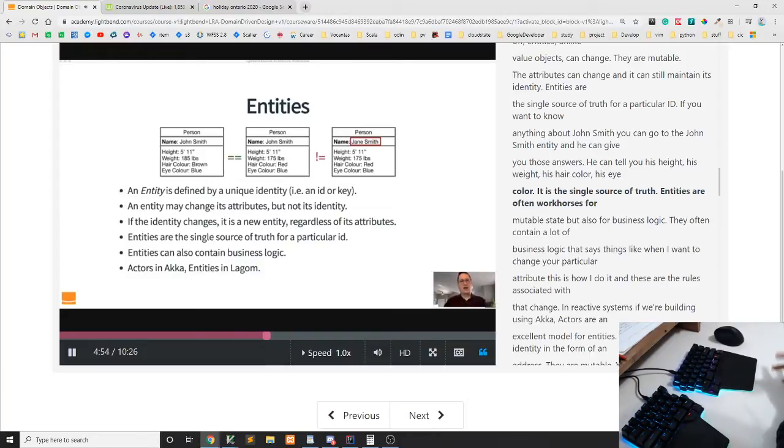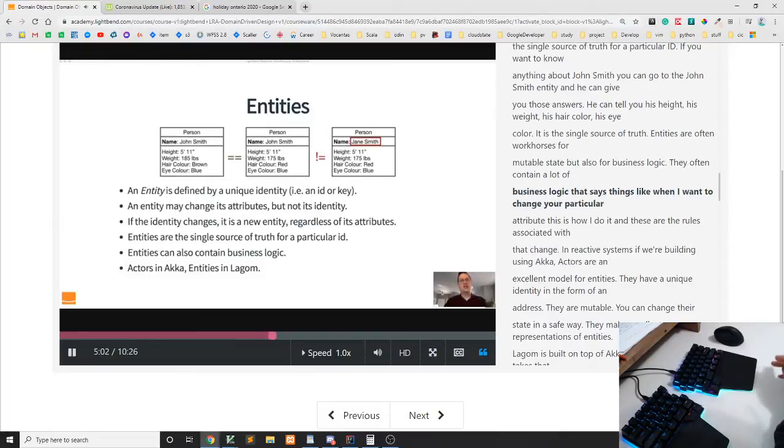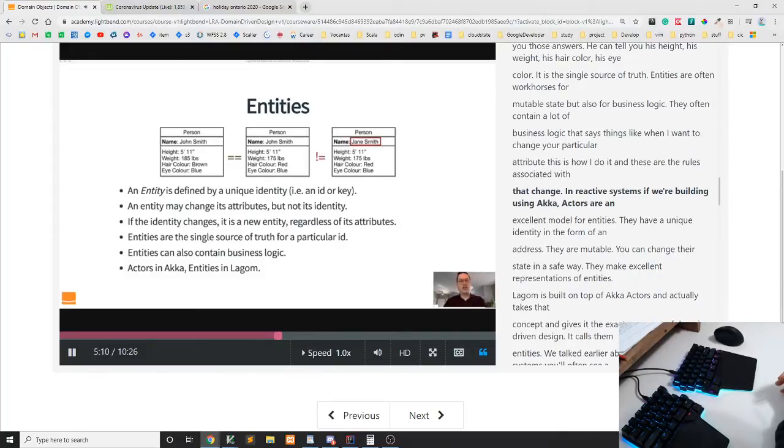Entities are often workhorses for mutable state, but also for business logic. They often contain a lot of business logic that says things like, when I want to change a particular attribute, this is how I do it, and these are the rules associated with that change.